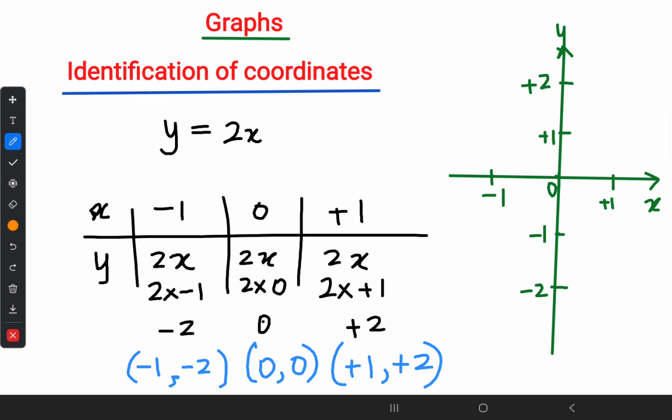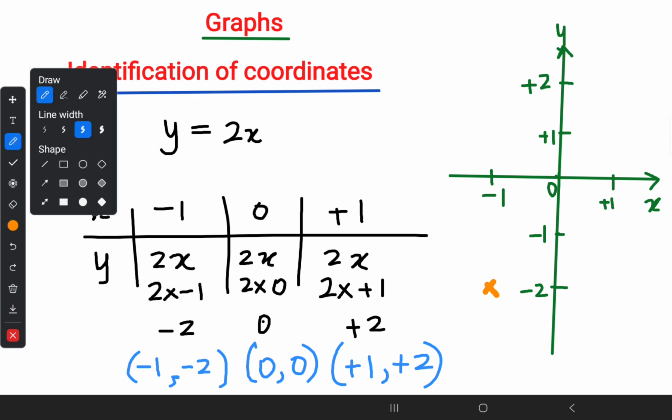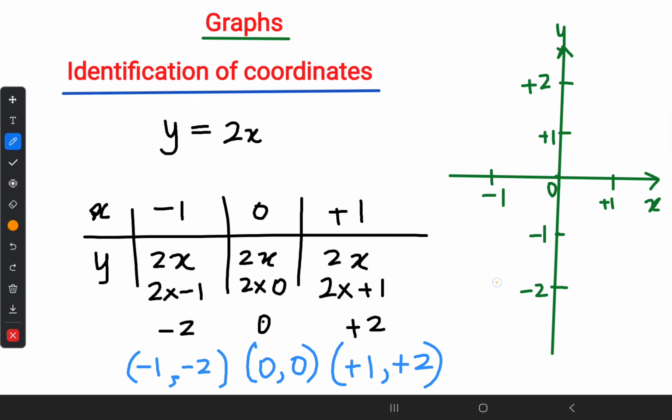First coordinate is negative 2 and negative 1, and negative 2. Negative 1 through the x-axis, negative 2 through the y-axis. So this would be the coordinate. And for the second one, you can use a small cross, or if not, you can use a small dot as well. Both are suitable. Next coordinate, 0, 0.